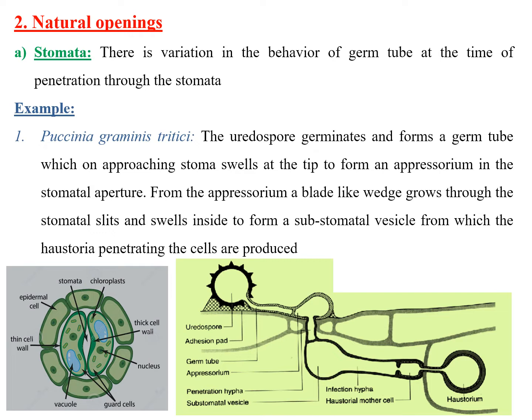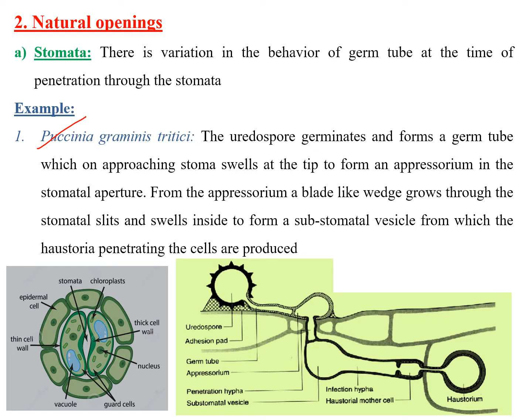Through stomata there will be a variation in the behavior of the germ tube of a particular pathogen at the time of penetration through the stomata, because every germ tube will exhibit a different behavior. If we take some examples like Puccinia graminis tritici, here the urediospore when it germinates forms a germ tube, and the germ tube on approaching a stoma swells at the tip to form an appressorium.